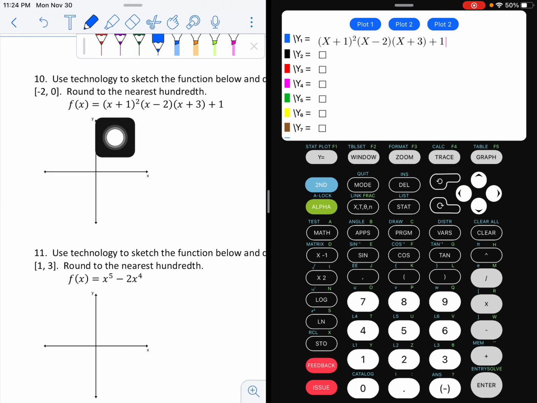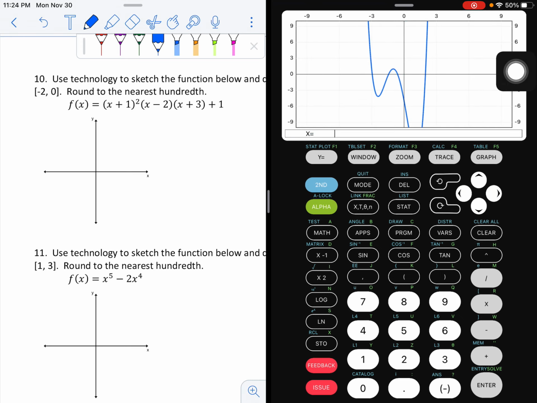Do a quick double check to make sure that this is in fact the right equation. I know I have been known at times to, it says x plus 3 and I type in x minus 4 because, well, I just did. So this time I'm good. Once you guarantee yourself that the equation is correct, go ahead and hit graph.